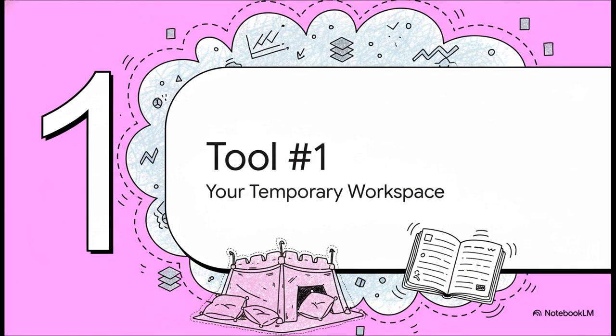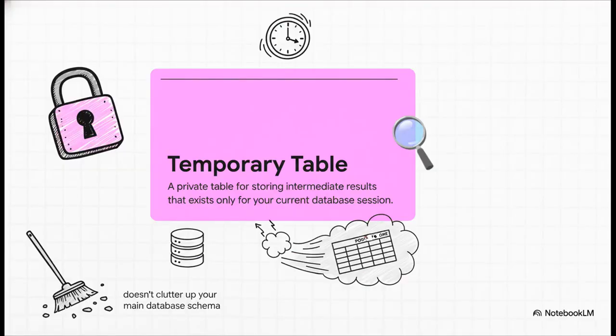Okay, tool number 1. This is your personal temporary workspace. It's all about handling those messy, complex jobs without leaving a permanent mark on your database. Seriously, just think of it as a scratch pad for your data. So what is a temporary table? It really boils down to 2 key ideas. First, it's private. Only you can see it. Second, it only exists for your current session. What does that mean? It means the second you disconnect from the database, poof, it vanishes. It's gone, leaving 0 clutter behind in your main database.